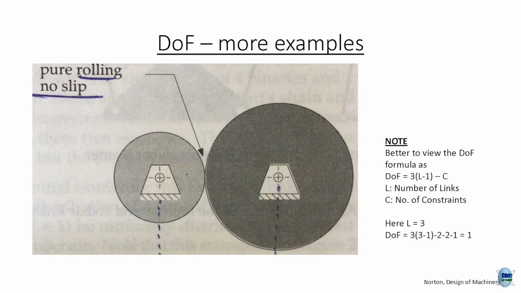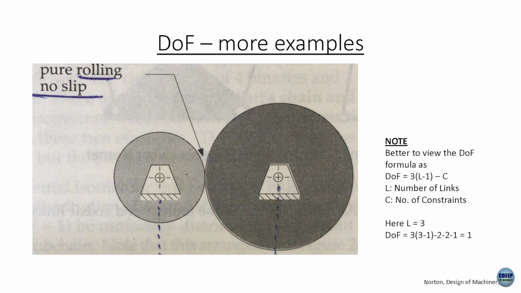Okay. Now let's look at some simple system involving these. How many degrees of freedom would this have? Think of them as two rolling discs or two gears. One, right? Any doubt? Would your formula give you one? Can you please check? How many links are there? Three.